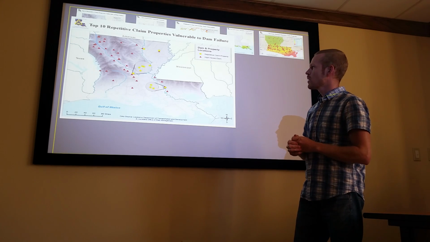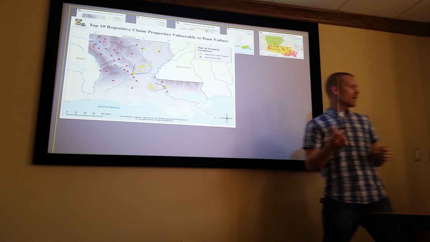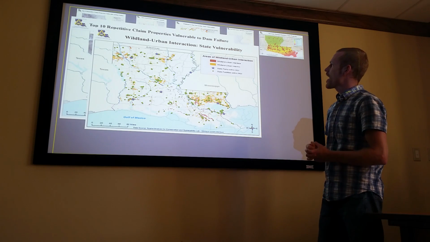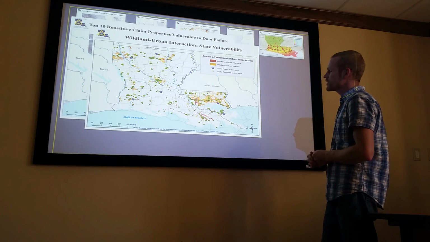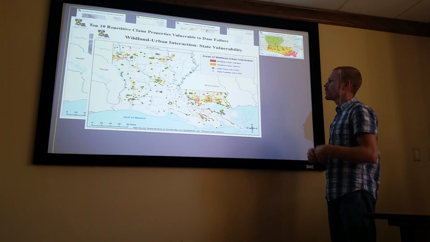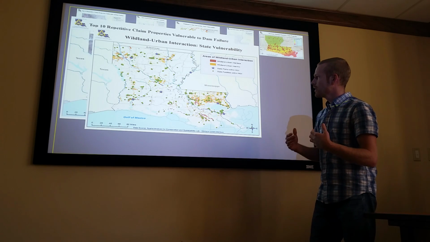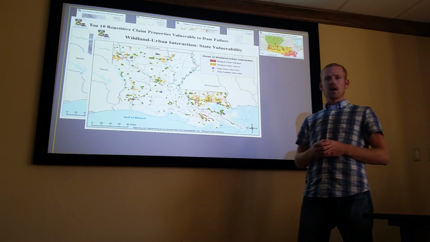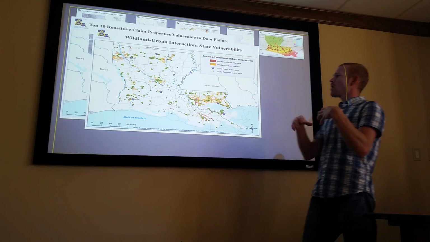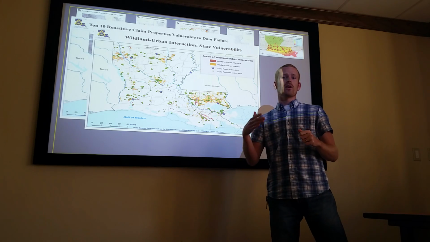And this is just one example. This shows the top 10 repetitive claim properties vulnerable to dam failure based on that type of analysis. We also looked at the wildland-urban interface to look at state facility vulnerability to wildfires. This is an index developed by the University of Wisconsin where they take land cover across the entire United States and define areas where uninhabited woodland-type areas interface with urban areas.